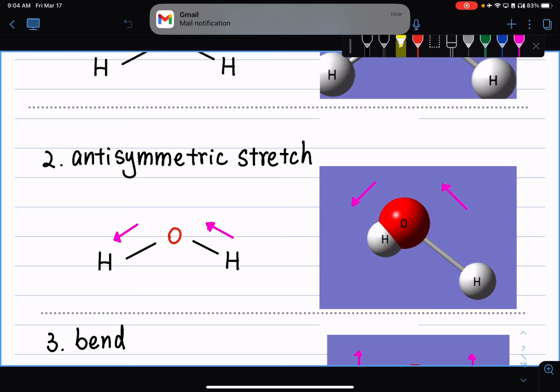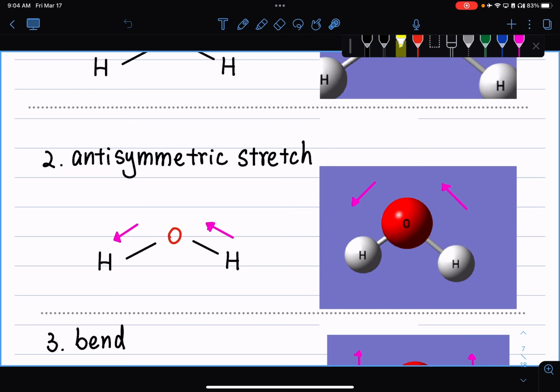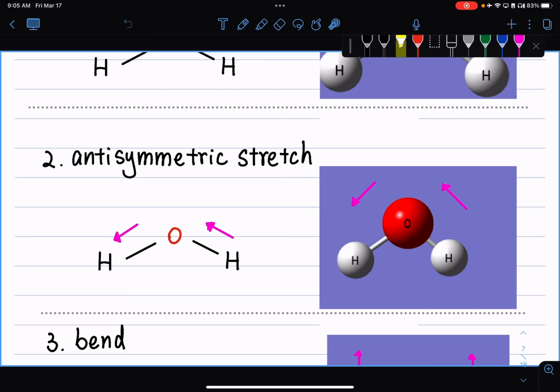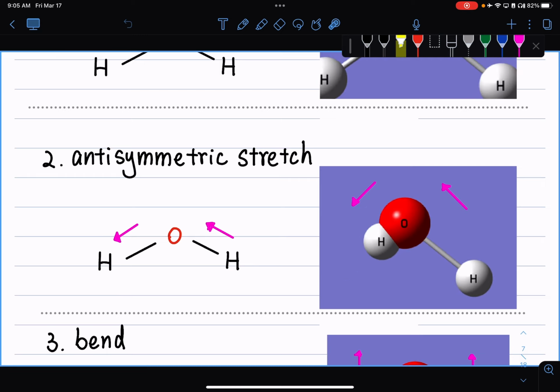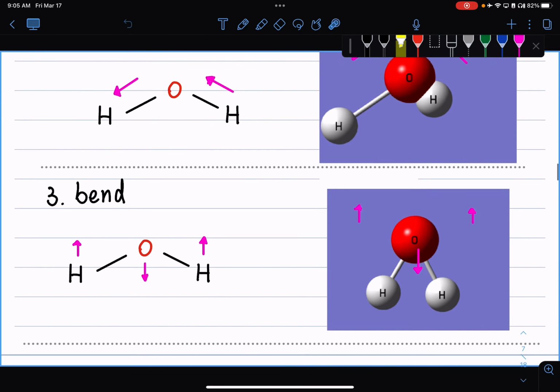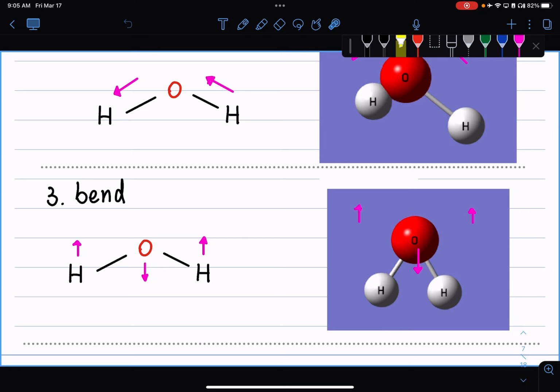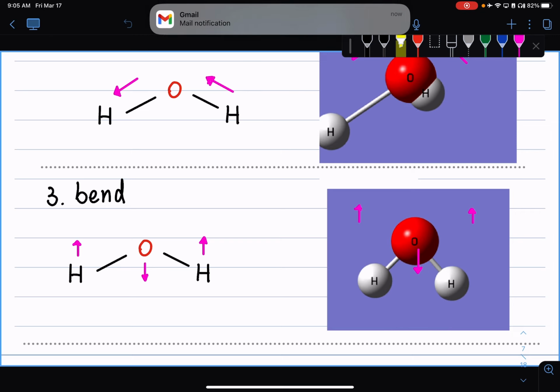It's still a stretching, meaning when we say stretching, we're talking about the oxygen-hydrogen bond getting longer and shorter. But in the anti-symmetric stretching, the bonds are moving in different directions. So that's why it's called anti-symmetric. On top of the 2 stretching normal modes, we also have a bending normal mode, where in this case, the hydrogen atoms are going up and down.